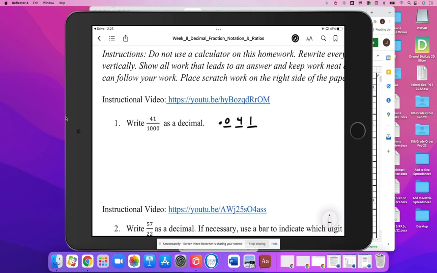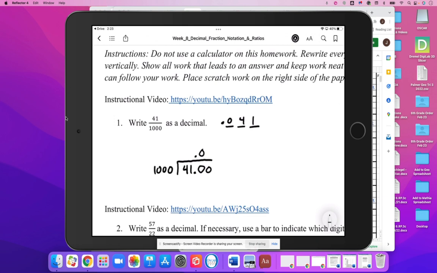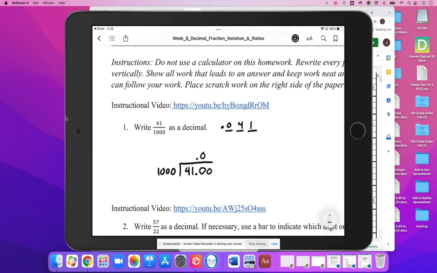The other way to do this is to divide 41 by 1,000. And if we do that, we need to recognize that the decimal would be right there. And 1,000 does not go into 41, so we would need to add a 0. It does not go into 410, so we need to add another 0. And now 1,000 goes into 4,100 4 times. So we would subtract 4,000.